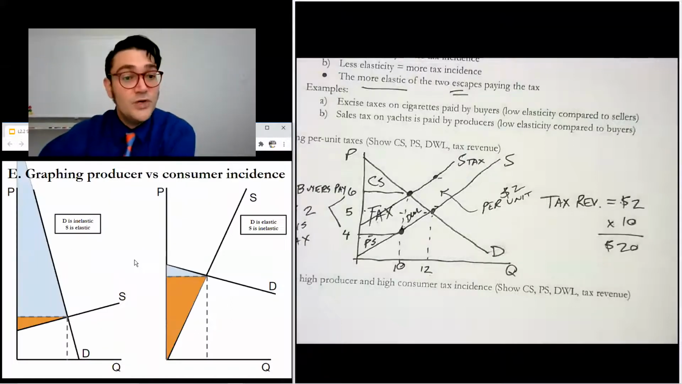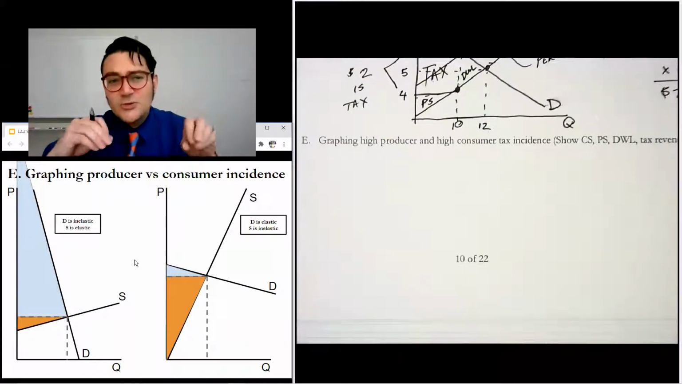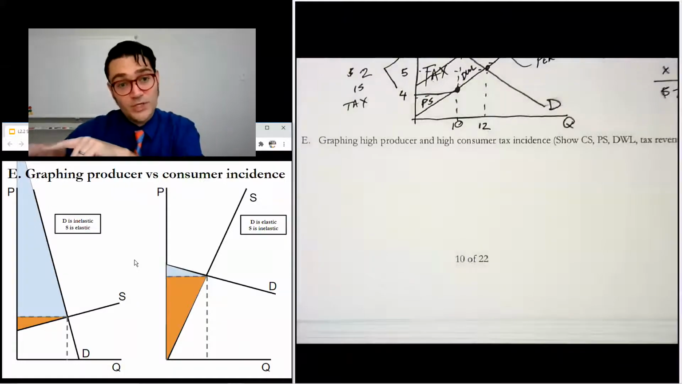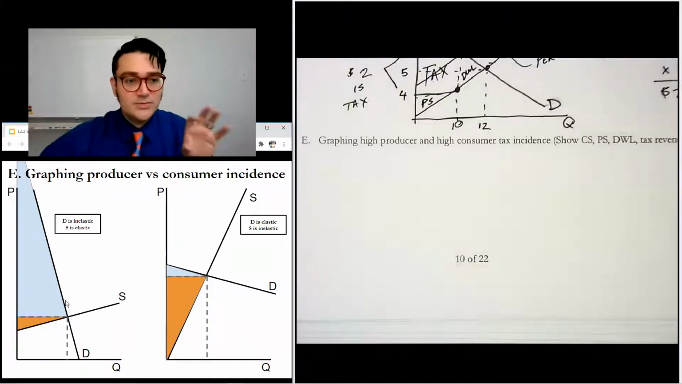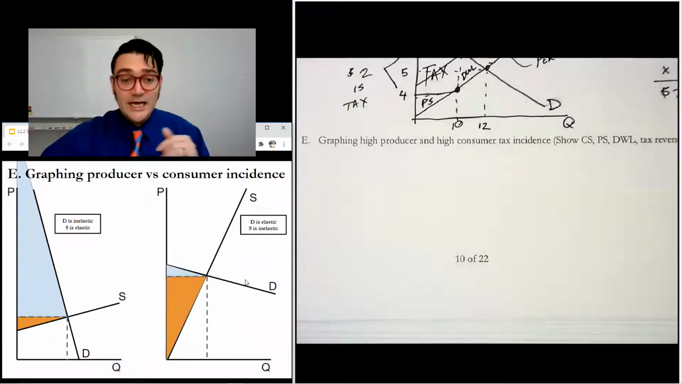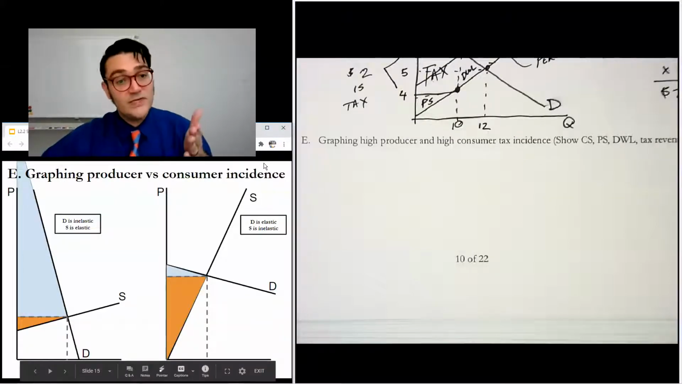Okay, now we're going to do producer and consumer tax incidence. In these two pictures, they're a little bit wonky, but I'm going to walk you through them, and then we're going to draw the picture over here. The first thing to observe is that on the left, I have a demand curve that's really inelastic and a supply curve that's pretty elastic. And over on the right, I have a demand curve that's elastic and a supply curve that's inelastic.